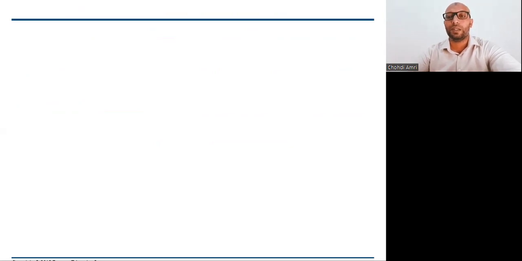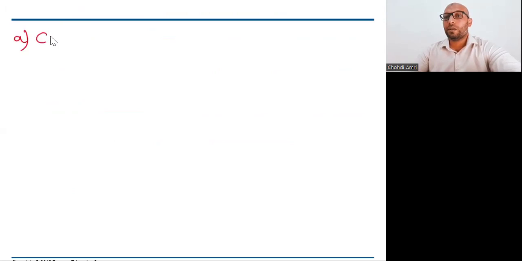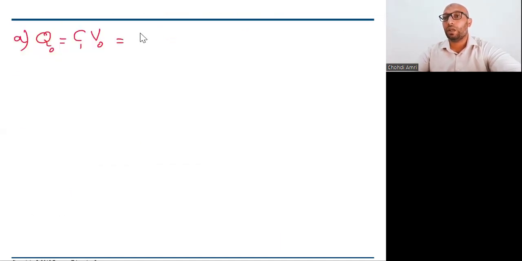Okay, so the question said, what is the charge Q0 on C1? Q0, as you know, is C1 multiplied by V0. Yes or no? Yes. We know that C1 is 8 microfarad, so we can write 8 times 10 power negative 6, multiplied by V0, which is 120 volt. So the result will be how much?